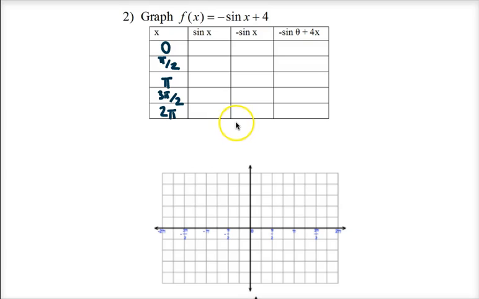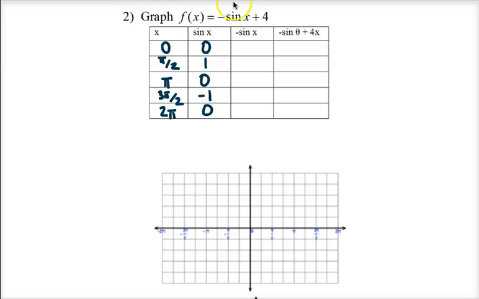Same radians we worked with before. The typical sine function at 0 radians, the sine is 0. At pi over 2 radians, sine is 1. At pi radians, sine is 0. At 3 pi over 2 radians, sine is negative 1. And at 2 pi radians, sine is 0.